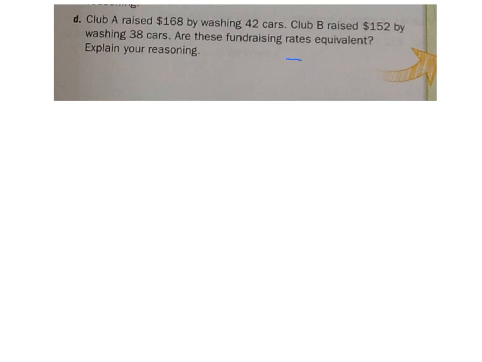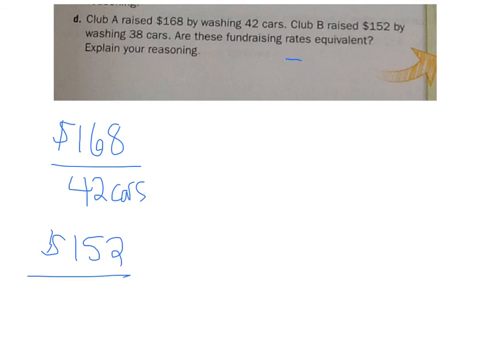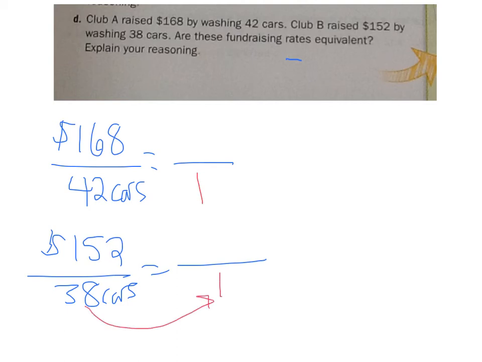Again, we are comparing ratios to see if they are equivalent. So we're going to turn them back into unit rates. So Club A raised $168 by washing 42 cars. And Club B raised $152 by washing 38 cars. And I want to turn these into unit rates, which again means I want to turn them down with the denominator being 1. So how do I get from 38 to 1?